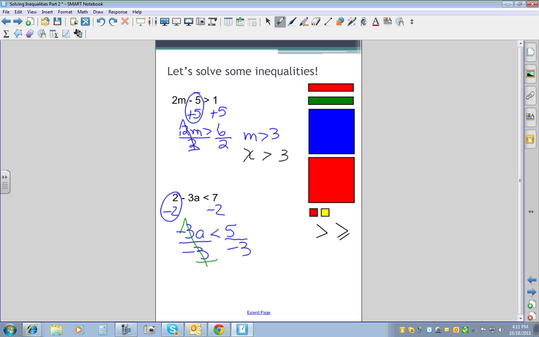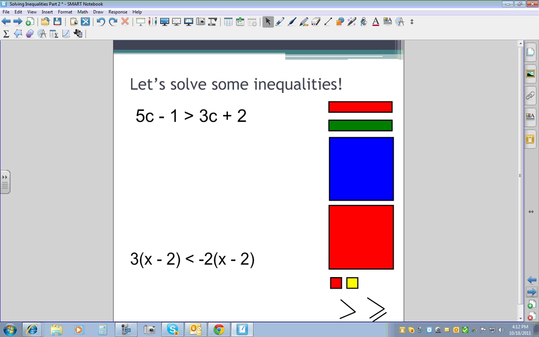Now, we divided by a negative, so we must flip the symbol. We'll have a is greater than negative 5/3, which is the same as a being greater than negative 1 2/3. Our same solution as before. So here is an example where we needed to flip our symbol to find a positive a and get our final answer.